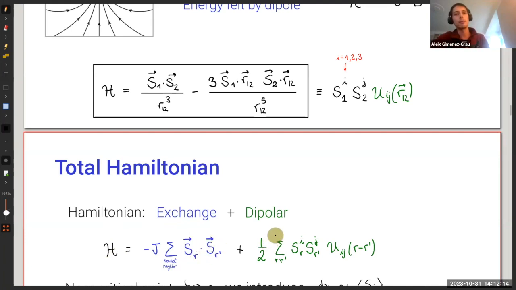And then we have some dipolar term where we have to sum over all positions. Because this term is long range, you actually have to consider all the spins in your model. And for each of them, the potential is proportional to this function U that I just defined, and you include the factor 1/2 because you avoid overcounting. Each pair of spins contributes only once to the energy.